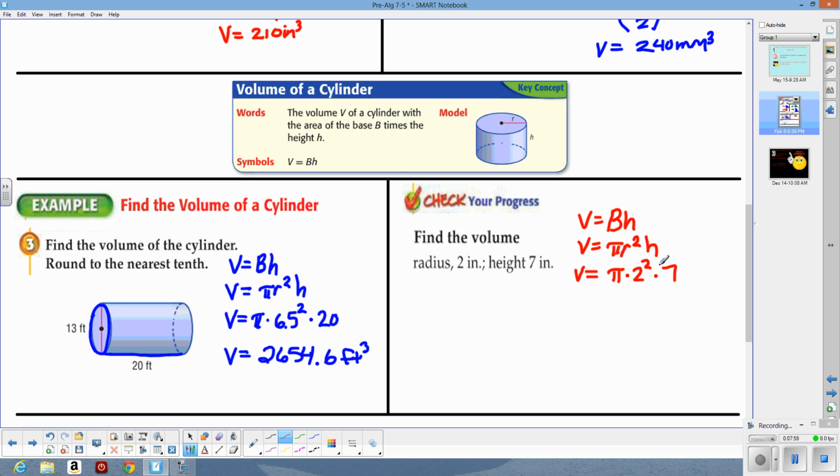Now when you plug that in, you're going to end up with something that's about 87.96, and then there's some more numbers. But if you want to round this to the nearest tenth, the next number after the tenths place is a 6. We need to round up, and there's no more room to put anything there, so we need to round this to being about 88.0. We do put the 0.0 to show that we've rounded it to the nearest tenth. If we just had 88, then it would show that we rounded it to the nearest whole. 88.0 inches cubed.